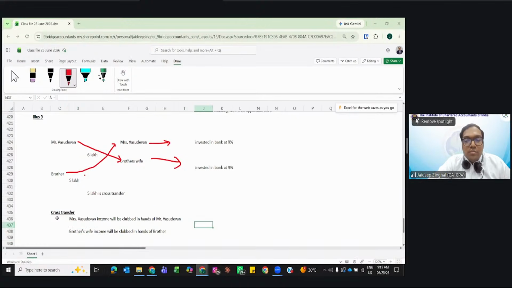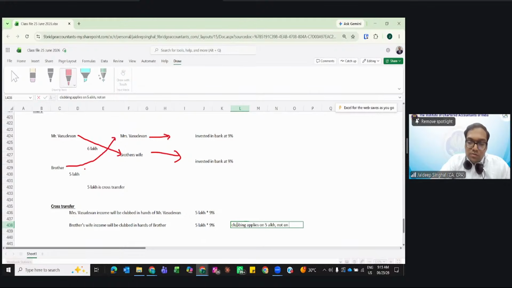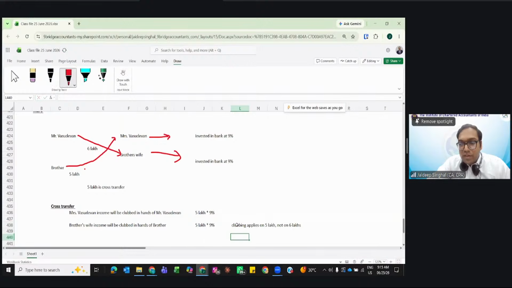Now, Mrs. Vasudevan has invested 5 lakhs. Now this income will be 5 lakh into 9% and into whatever number of months it is. Here also the cross transfer will not be 6 lakhs. It will be just 5 lakhs. The clubbing applies only on 5 lakhs, not on 6 lakhs. Clear?